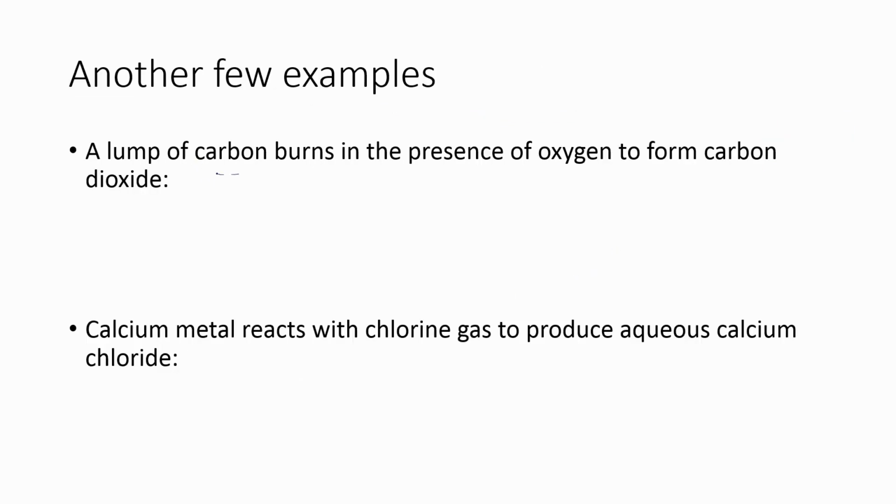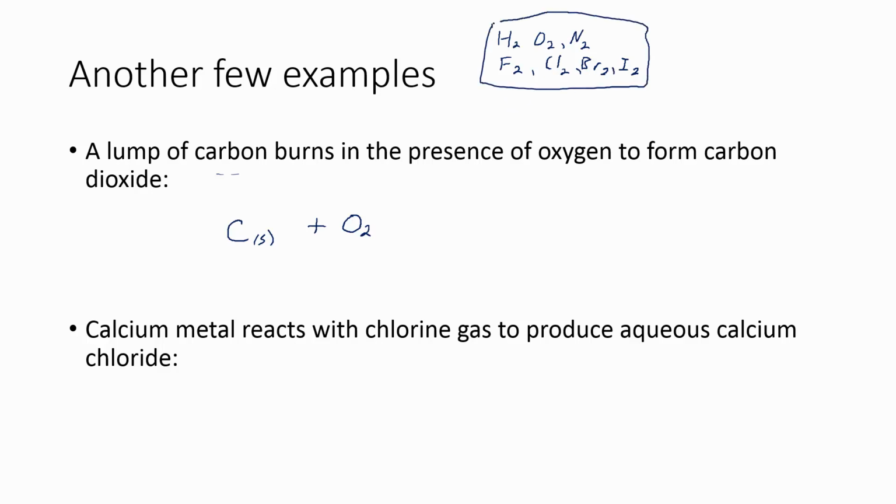So let's look at this again. Let's see, a lump of carbon burns in the presence of oxygen to form carbon dioxide. So we translate. Carbon, it's a lump, so we're going to say it's solid. Oxygen is diatomic when it's by itself in the air. We know that because it's one of the 7 elements that are diatomic. Those are hydrogen, oxygen, nitrogen, fluorine, chlorine, bromine, and iodine. Okay, those are the 7 that occur naturally as diatomic molecules.